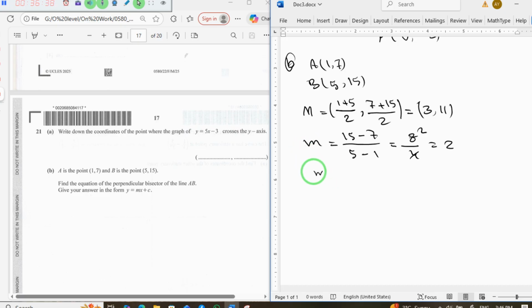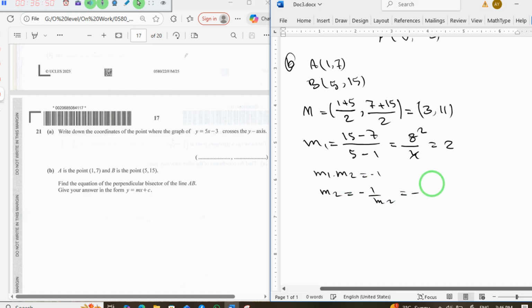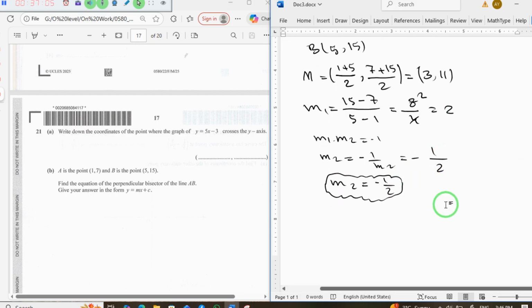The relationship between m1 and m2 is that m1 times m2 equals minus 1. So if this is m1, m2 is minus 1 over m1. Minus 1 over 2 is m2. Then we use this formula here.